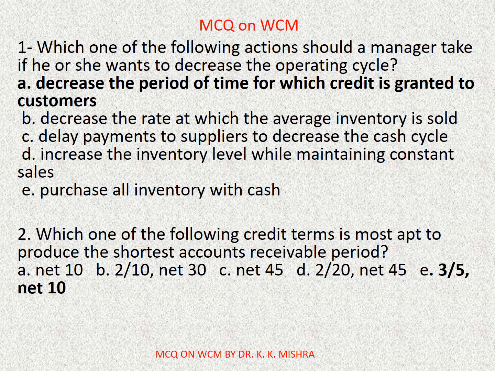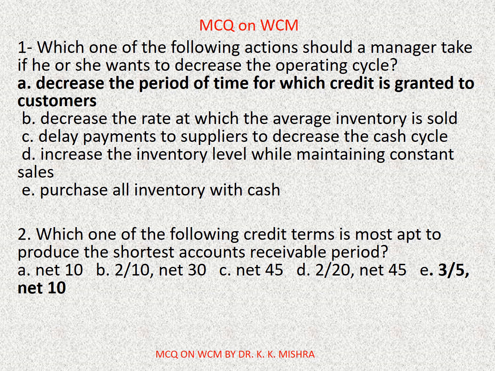Question number 1. Which one of the following actions should a manager take if he or she wants to decrease the operating cycle? Options are A. Decrease the period of time for which credit is granted to customers. B. Decrease the rate at which the average inventory is sold. C. Delay payments due to suppliers to decrease the cash cycle. D. Increase the inventory level while maintaining constant sales. Or E. Purchase all inventory with cash. Correct option is A. Decrease the period of time for which credit is granted to customers.